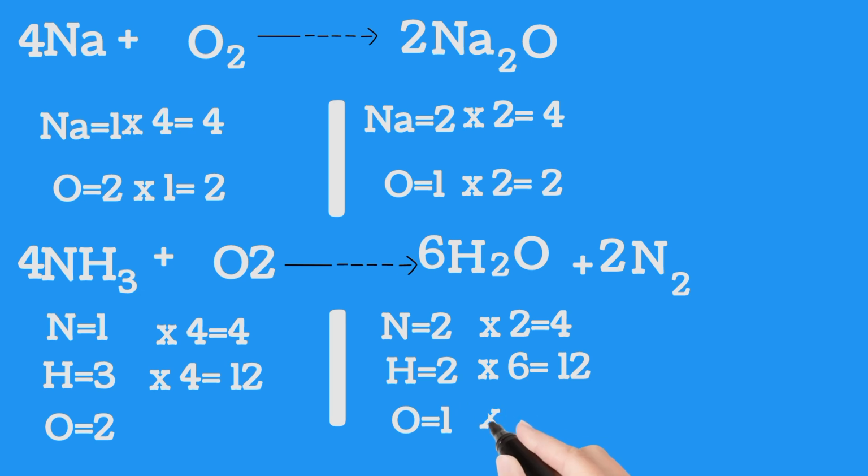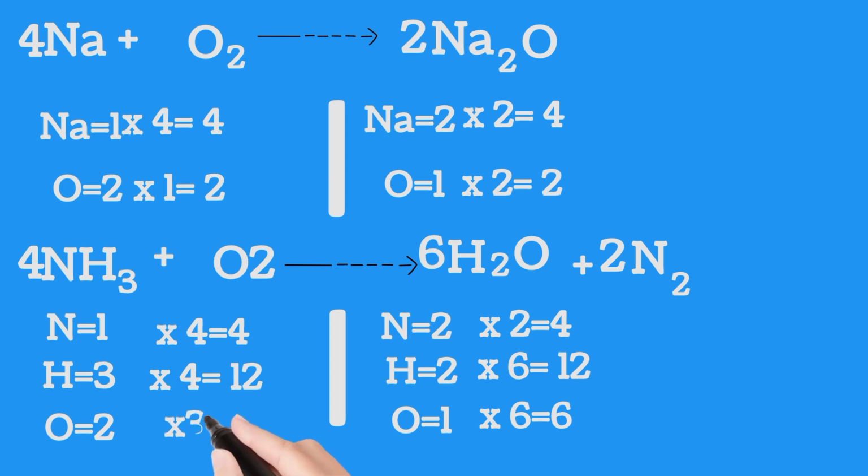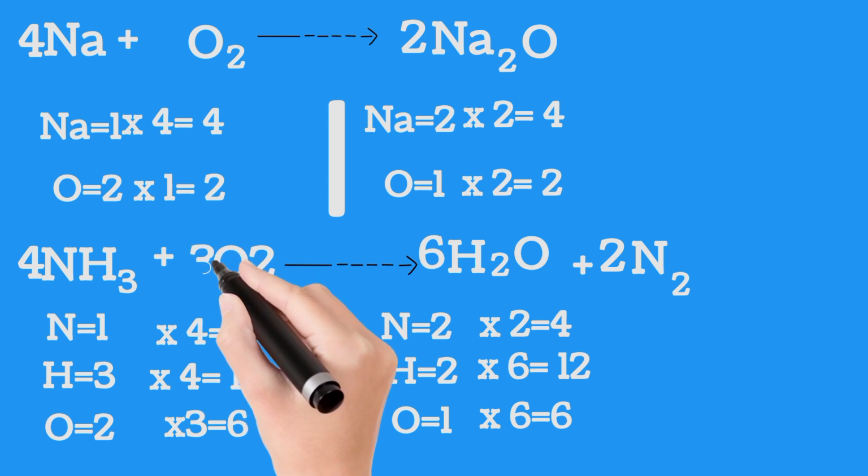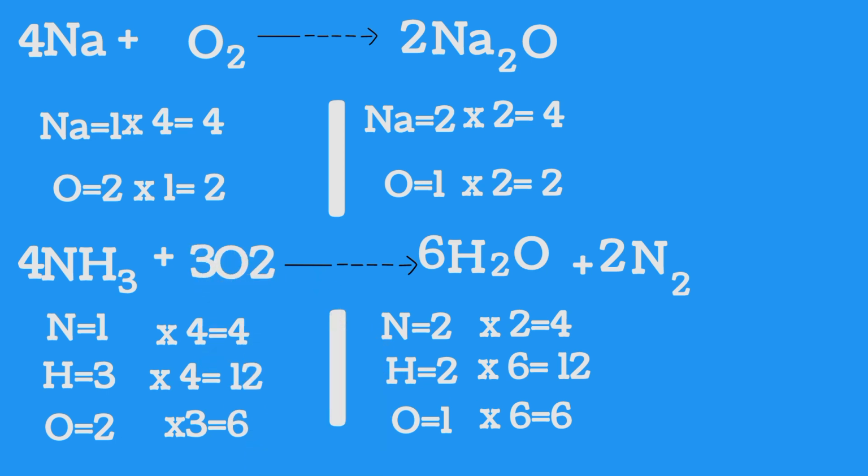Now oxygen on the right will have 6 times 1 already in the water, and that will give us 6 atoms of oxygen. So we need to balance the oxygen on the left by multiplying 2 by 3, and then we'll get 6 atoms of oxygen. And then we'll have to write 3 in front of the O2 to make it 6. And in this way, the equation is balanced because we have 4 nitrogen on the left, 4 on the right, 12 hydrogen on the left, 12 on the right, 6 oxygen on the left, 6 on the right. This is how to balance a chemical equation.